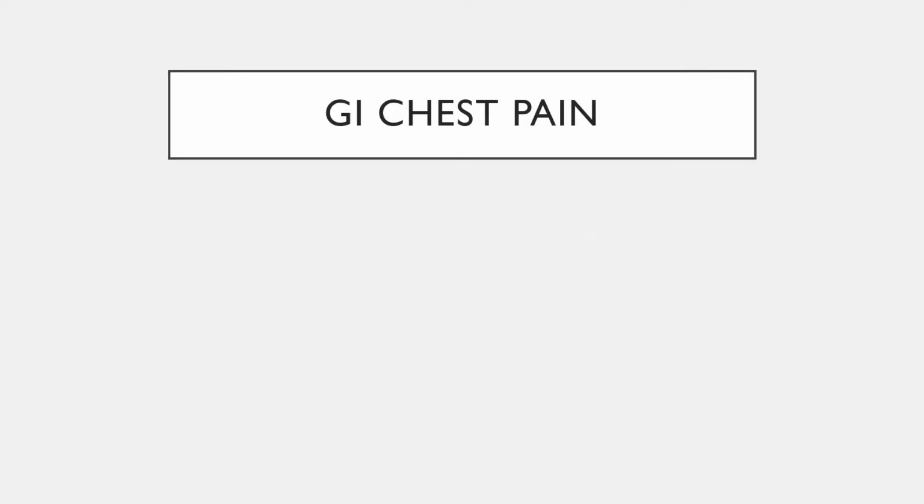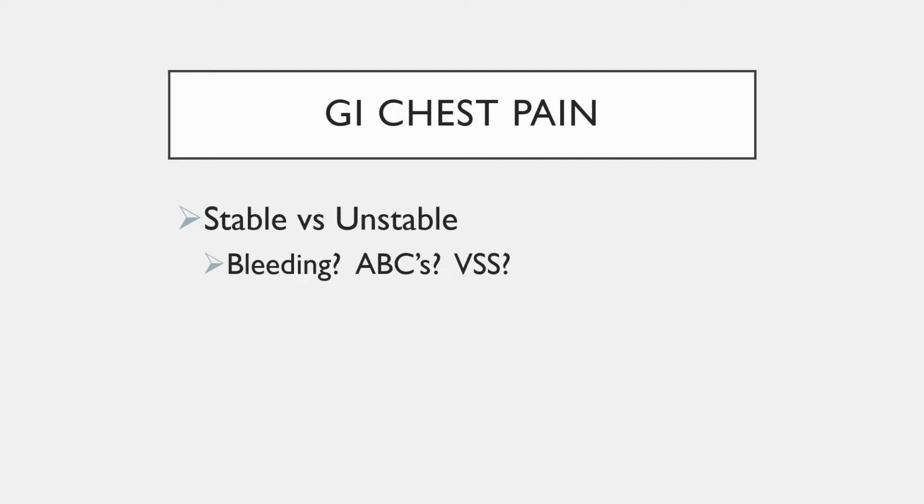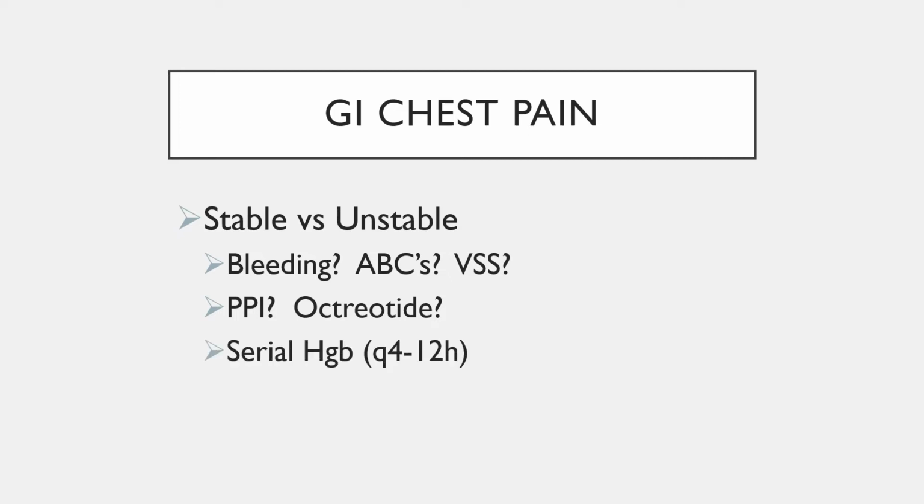If the patient's chest pain is believed to be GI related, ask yourself, is the patient stable or unstable? Are they bleeding? Is their airway, breathing, and circulation stable? Are their vital signs stable? Do they need a PPI? If so, do you give it IV or PO? Do they need octreotide, for instance, if they're an alcoholic and you suspect variceal bleeding? Do they need serial hemoglobins if they are actively bleeding? Do you need a gastroenterologist consulted? Do you need them now or can it wait until later?